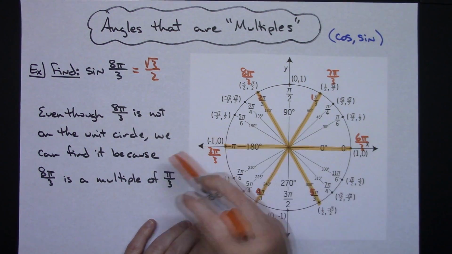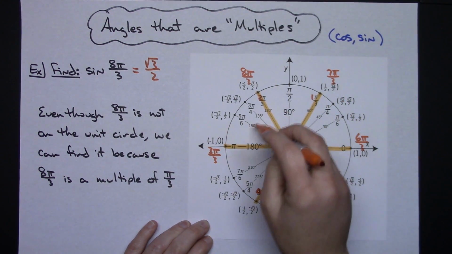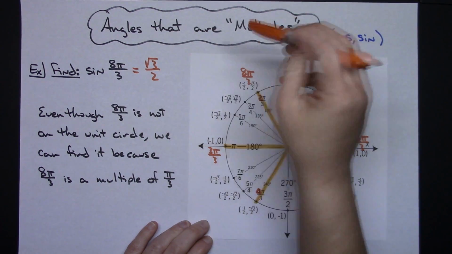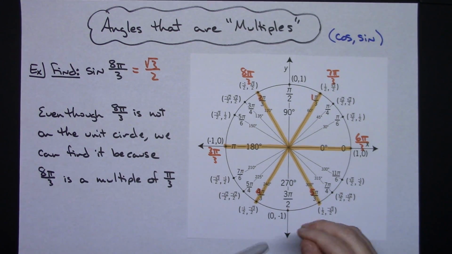Alright, but if you can do this with pi over 3, you can do it with pi over 4, you can also do it with pi over 6. Find all of your pi over 3s and just count around the circle until you get to whatever you need. So just a short, quick way to find sines, cosines, tangents of angles that you do not directly see on the unit circle, but that are multiples of a value that's on the unit circle.